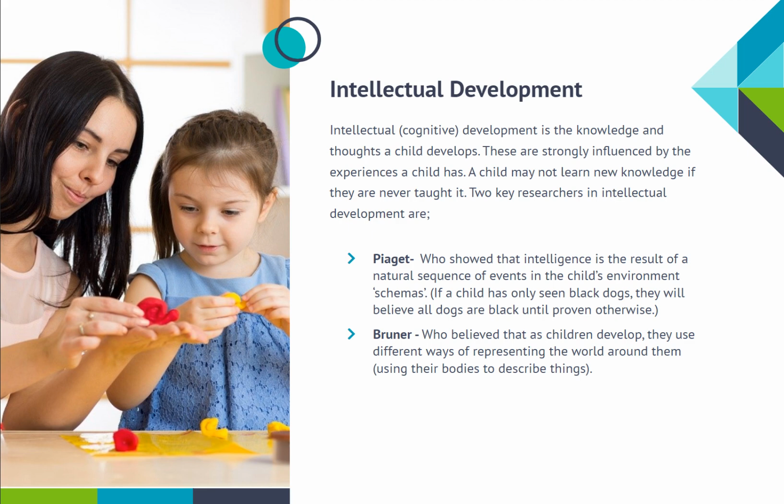Two key researchers in intellectual development are Piaget, who showed that intelligence is the result of a natural sequence of events in the child's environment, schemas. If a child has only seen black dogs, they will believe all dogs are black until proven otherwise. And Bruner, who believed that as children develop, they use different ways of representing the world around them, using their bodies to describe things.